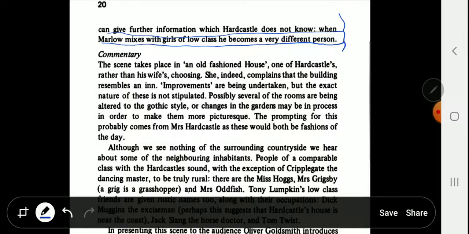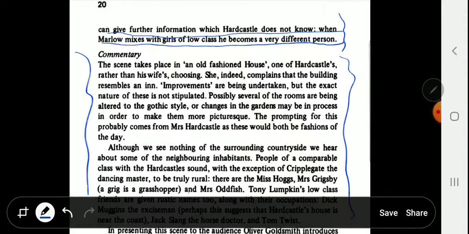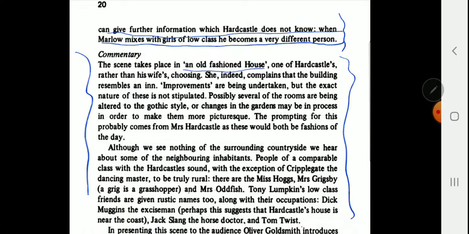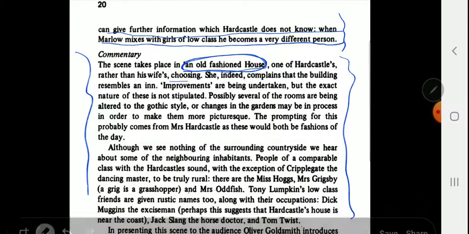So we have a commentary here, student. It's something very simple to help you understand the play. The scene takes place in an old-fashioned house. This is the place, and it is Hardcastle's choosing rather than his wife's.